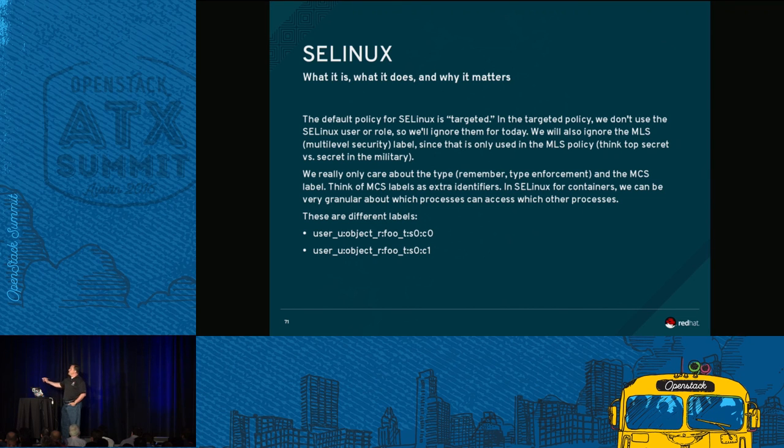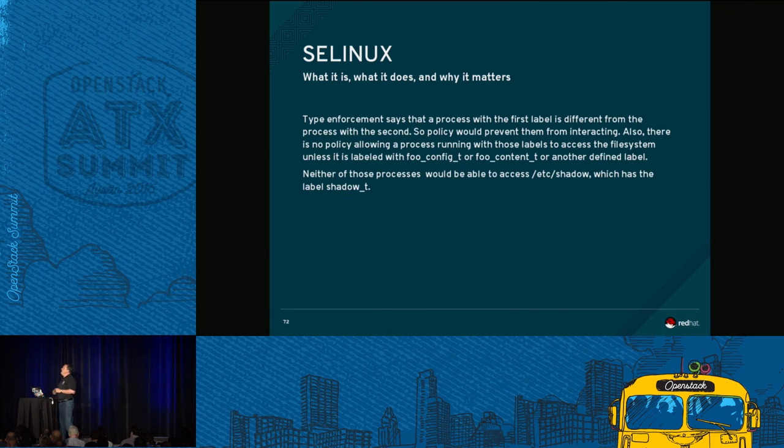So for instance, these are totally different labels. I've got user u, object r, foo type, S0, C0, and then down here I've got S0, C1. Even though those are identical except for just that MCS label, from an SELinux perspective, they may as well be completely different, as black and white. Type enforcement says that the process with that first label is different from the second one, so policy would prevent the two of those from interacting.